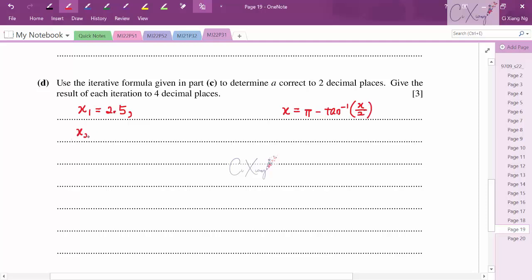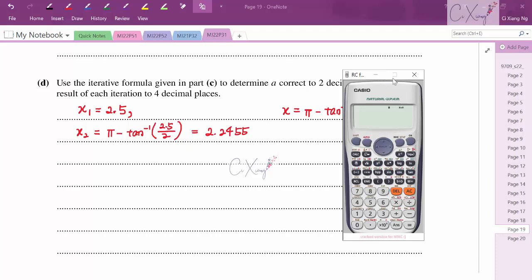Okay, so to get the next value, x2, I need to substitute 2.5 into the iteration formula. So 2.5 over 2. If you press the calculator for this part, we'll get 2.2455. You can have a look here. You can key in the iteration formula, which should be pi minus tangent inverse, then x over 2, so our x will be here, x divided by 2. We calculate and key in the value 2.5, and you can see very clearly that this is 2.2455. So this is how I get the value 2.2455.